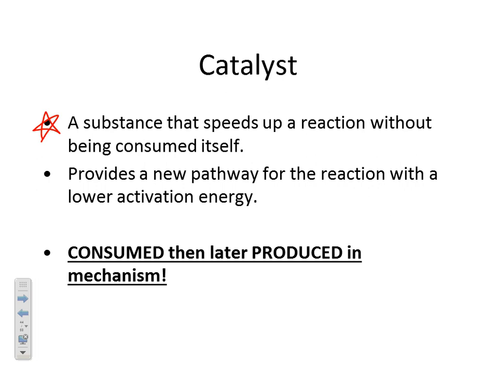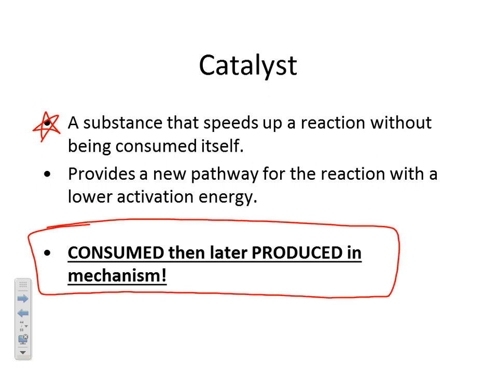And part of a catalyst's definition is that it is not consumed in the overall reaction. So what we want to look for is something in the reaction mechanism that is consumed early, meaning it got used up, but then in a later step, it got produced. So it was essentially regenerated. And if you look at this definition, this is truly the exact opposite of a reaction intermediate. A reaction intermediate is something that is produced early and then consumed later. A catalyst is going to be consumed early on, but then regenerated, produced later on in the reaction mechanism.